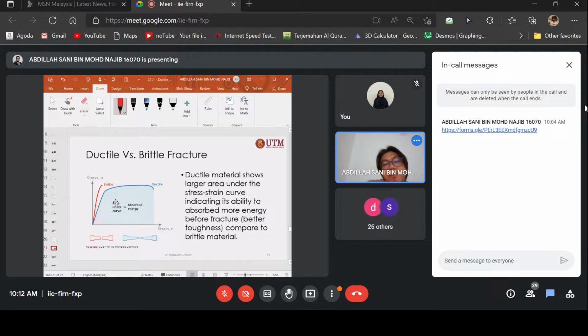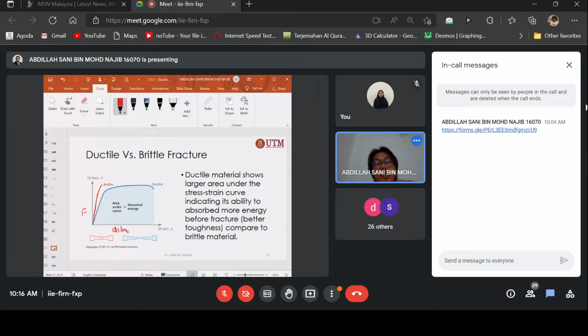Under the curve. So you can see right here, a brittle material, though it is stiff, is not tough. Toughness refers to the area. If you have a higher area under the stress-strain curve, then your material is tougher. If it is not tough, it is easier to break.